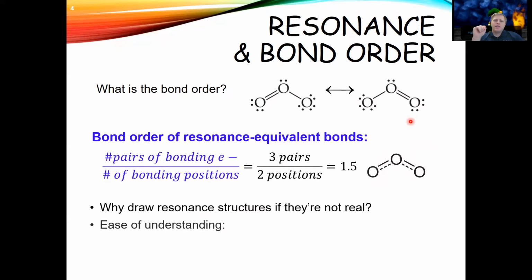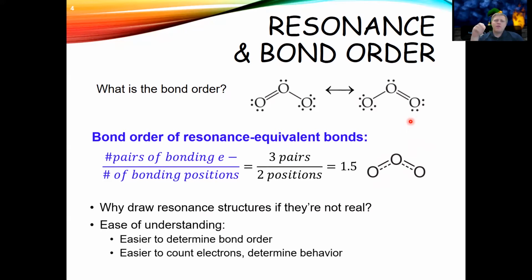Well, the answer is that they're very useful for ease of understanding, for communicating what's going on in these molecules. So it's easier to determine the bond order when we have these resonance structures, and it's easier to count electrons, make sure our bookkeeping is good, and to determine the behavior of the electrons. So here I'm showing a very simple structure where this double bond is just delocalized over 2 bonds, but these actually get much more complicated.